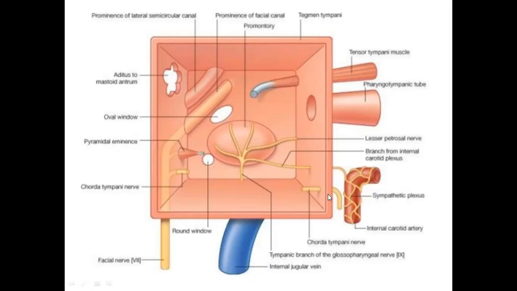It emerges over the posterior wall and passes through the anterior wall and relays over the submandibular ganglion. It also contains the taste fibers from the anterior two-thirds of the tongue, and also contains the preganglionic parasympathetic fibers. So this is all about the anterior wall.